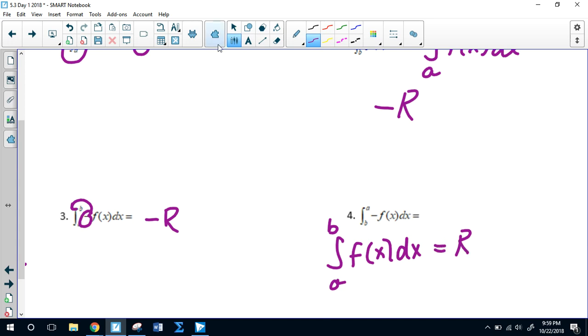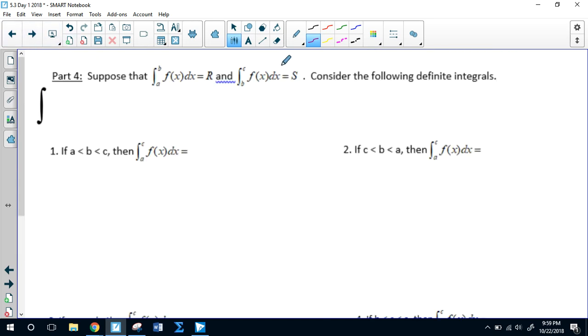Okay, I'm hoping all of those are making sense. The next few are a little bit trickier, but still not terrible. All right, so what changes on the next slide is the fact that the order of the letters keeps changing. So you've got the integral from a to b of f of x dx equals r, and the integral from b to c of f of x dx equals s. So I could add these two together and have the integral from a to c of f of x dx would equal r plus s, okay?